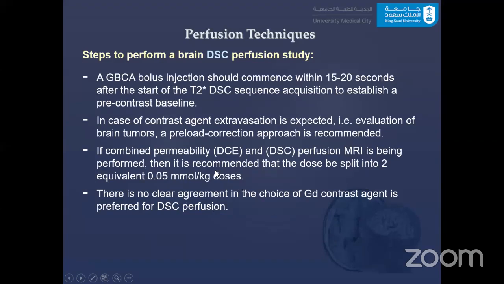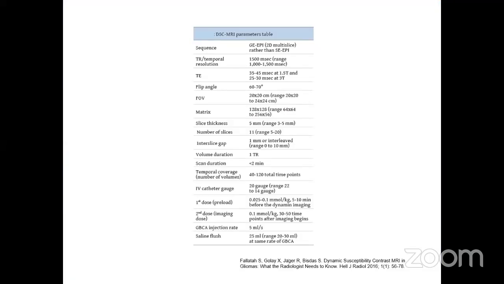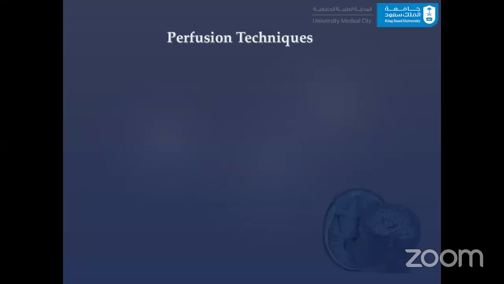The type of contrast: there is no clear agreement on which type of contrast. So most of them, especially if you select those, the least harmful contrast agents will be better. And this is again an example of parameters used in dynamic susceptibility contrast.